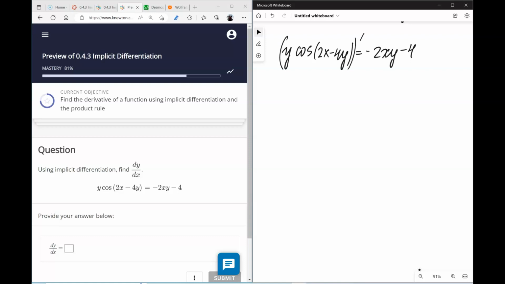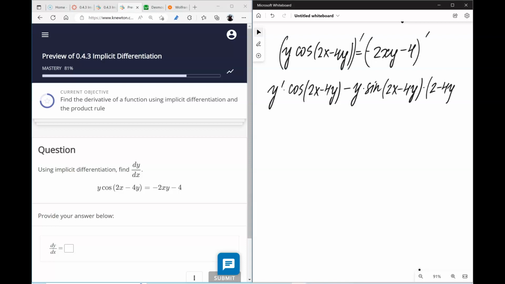On the left side we have the product, on the right side we also have a product. So the derivative of y times cosine of 2x minus 4y, plus we have y times the sine of 2x minus 4y, but by the chain rule we multiply by that 2 minus 4y prime. That's the left-hand side, and the right-hand side is simply negative 2y plus xy prime.